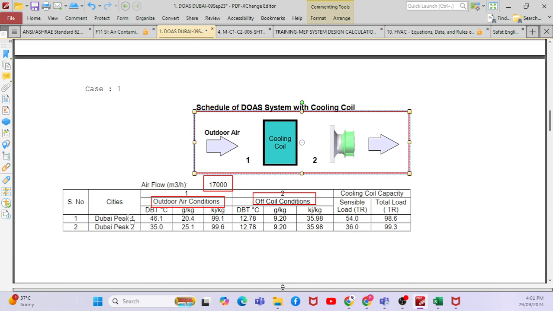One is based on peak condition, which is 46.1 and 50 percent, or 29 degrees Celsius wet bulb temperature, right? If you talk about this condition, what is the total load? Which is 98.6, right? And if you go as per SAFOT regulation, which is 35 and 32 degrees, you can see the higher one, 99.3, because here the humidity is more. That is why the load of the FHU is higher.